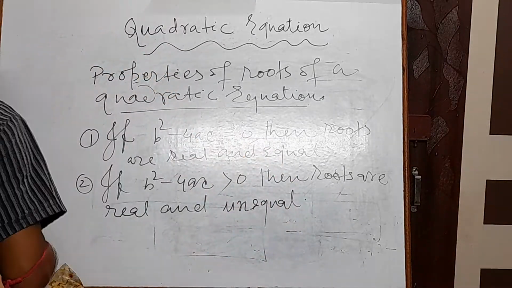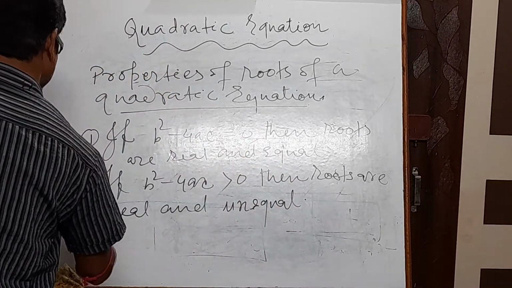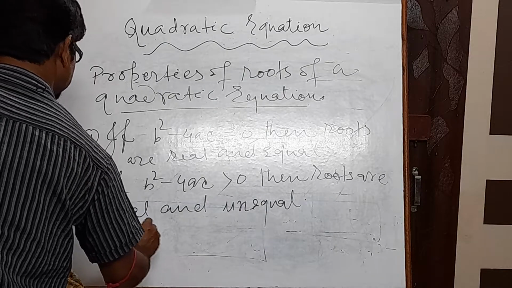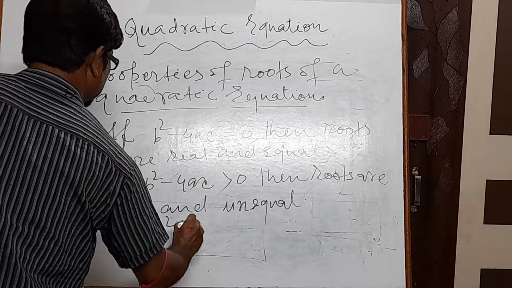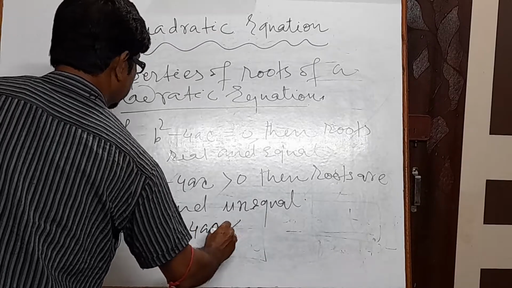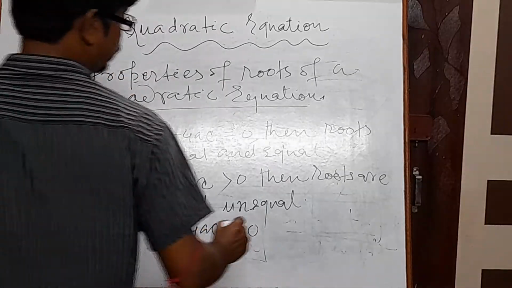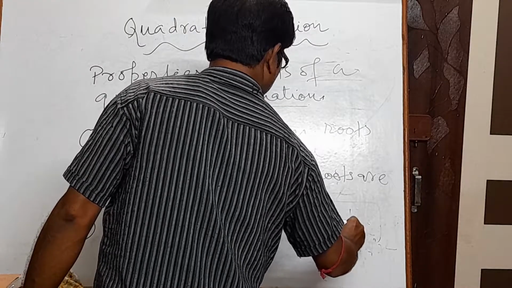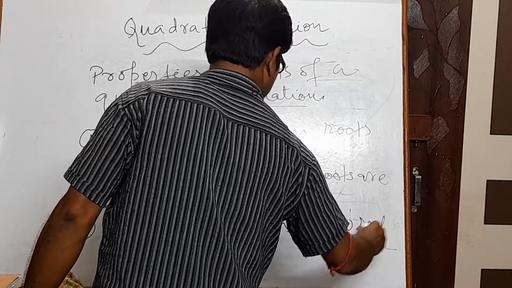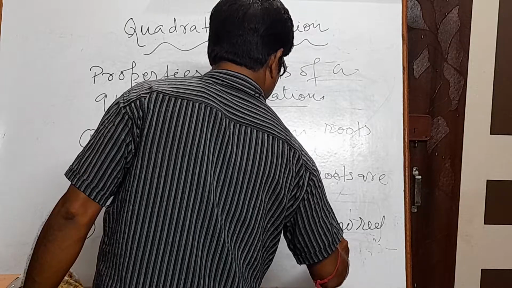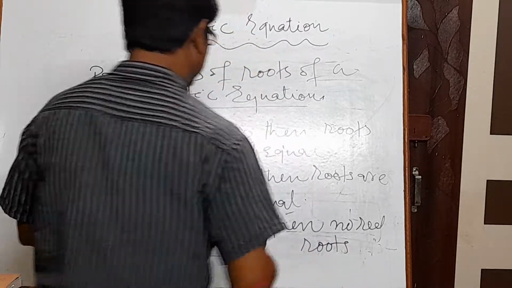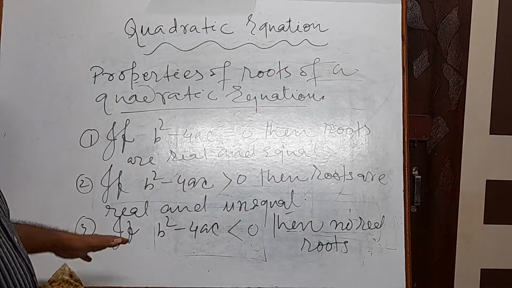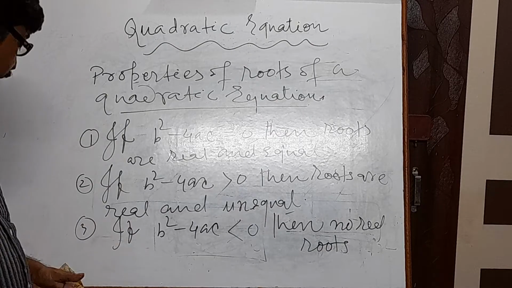Unequal. Okay. If b square minus 4ac is less than 0, then no real roots. Okay. You have to remember this only. No real roots. That means roots will not be real. Imaginary roots will be there.